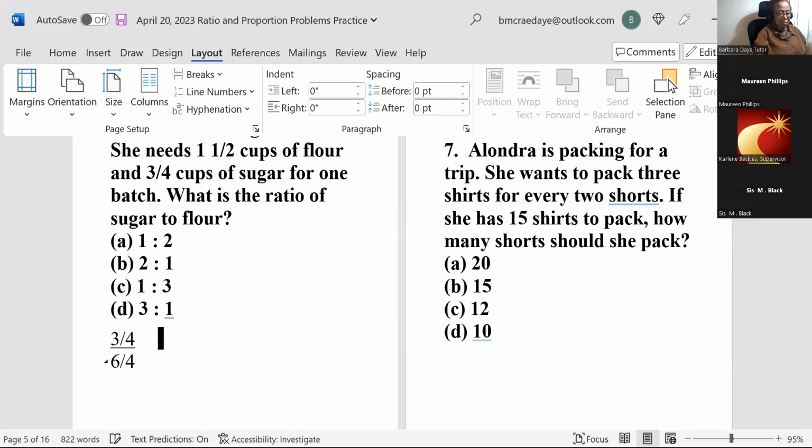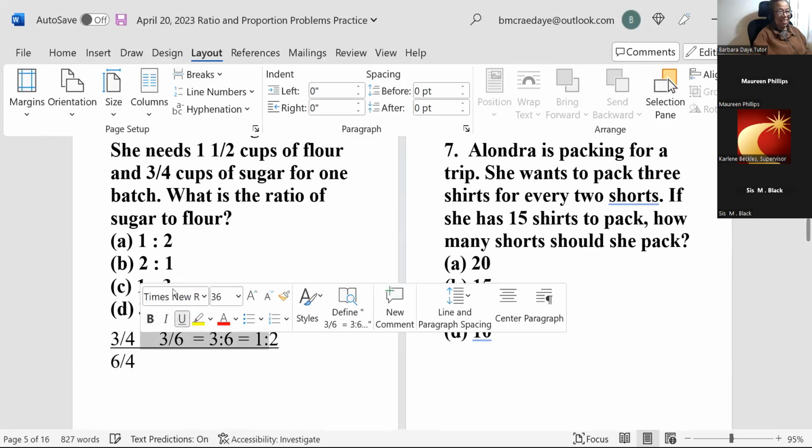Hold on. 1, 2, 3, 4. Oh, 3 over 6, I got your idea now. And that's just equal to 3 to 6. Oh, I got you. And 3 to 6 is 1 to 2. So I have to make all of them quarters to get the right answer. That's it. You can't mix them up. You're right, because the sugar is in quarters, so you got to make the flour quarters.